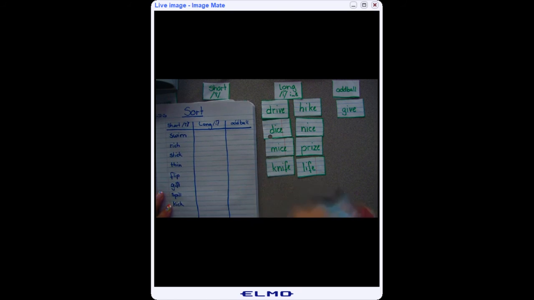All right, I'm going to scoop my notebook over here. I'm going to write these down. Drive. Dice. Mice. Knife. You hear in that knife, the K is quiet. Hike. Nice. Prize. Life.